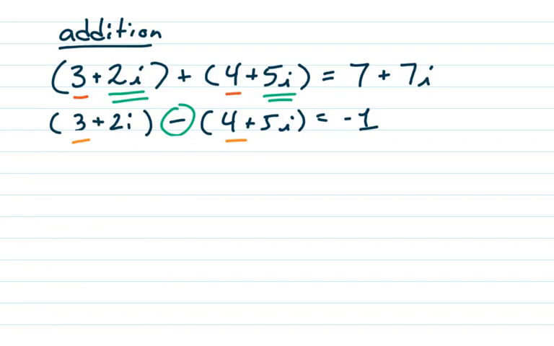And then we have 2i minus 5i, so it's going to be -3i. And we could take the negative out, but we can leave it in for this case. Okay? So that's all we have to do for subtraction.